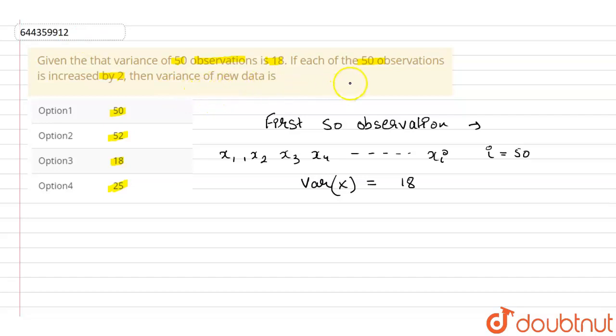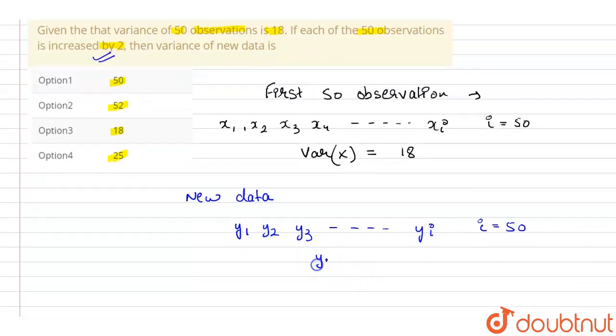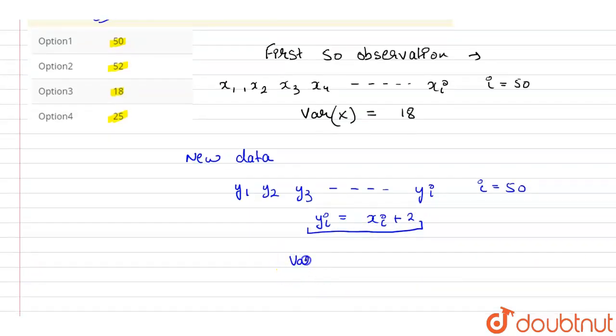Let this be the variance of x, which is given to be equal to 18, and we have to find out the variance of the new data, when the 50 observations are increased by 2. Let the new data be y1, y2, y3, and so on up to yi, where i is again equal to 50. Now it is given that yi is equal to xi plus 2. That is, the old data when increased by 2 gives the new data, and we have to find out the variance of y.